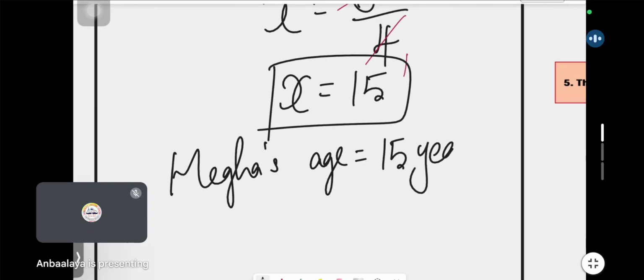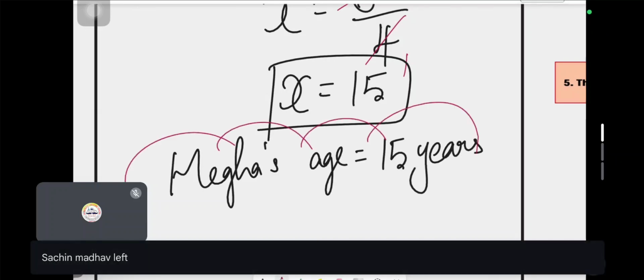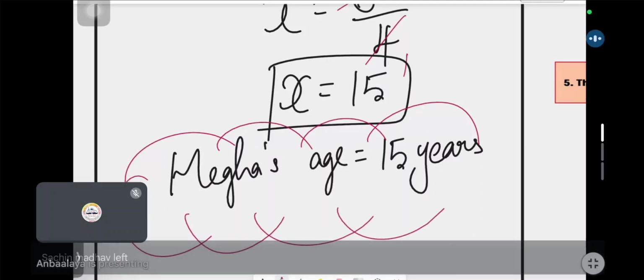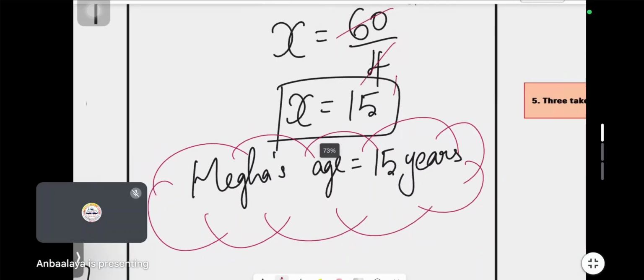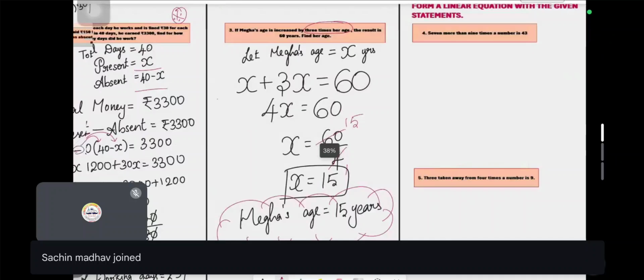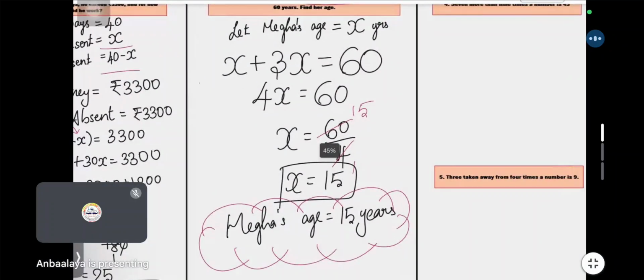You need to tell the unit also. What is the unit? 15 years old. So Megha's age is equal to 15 years. Take a screenshot.